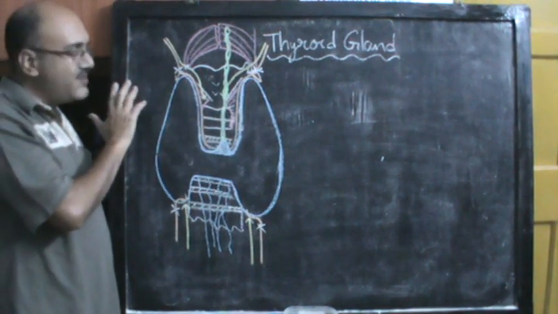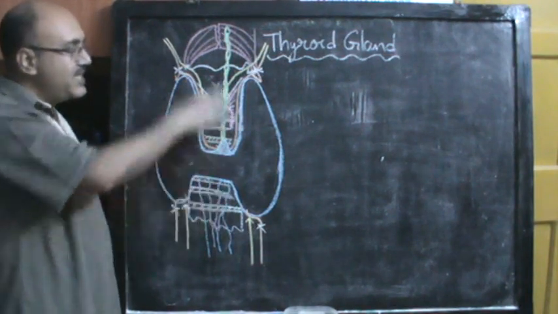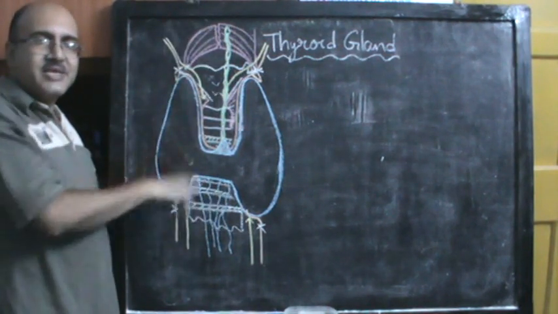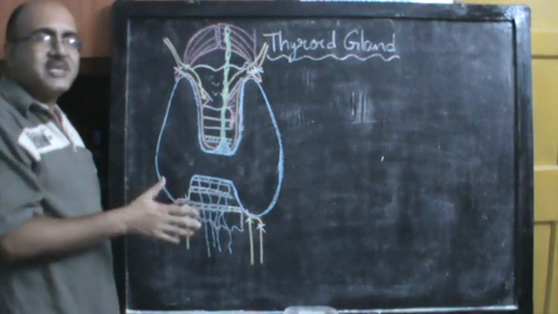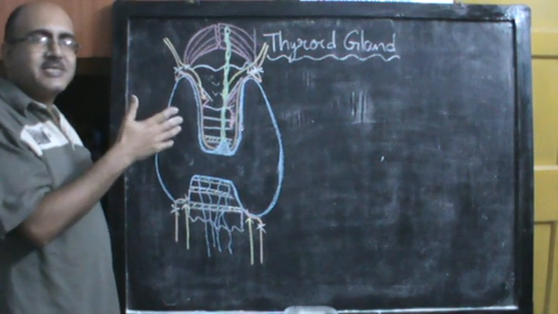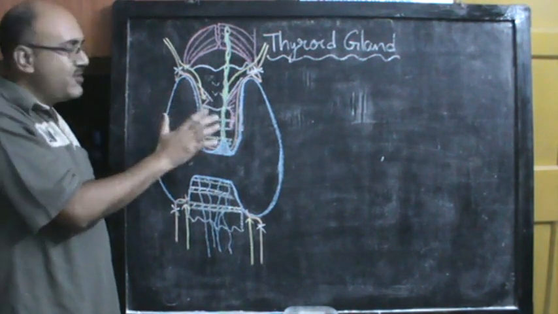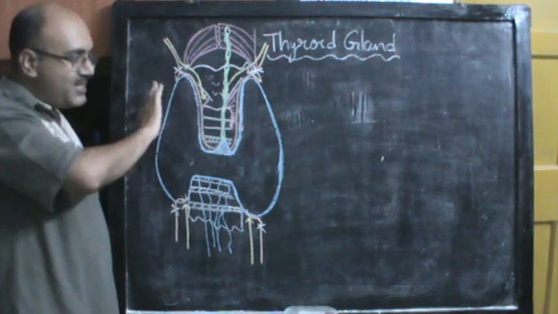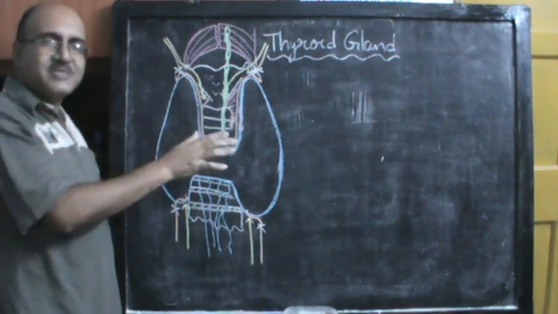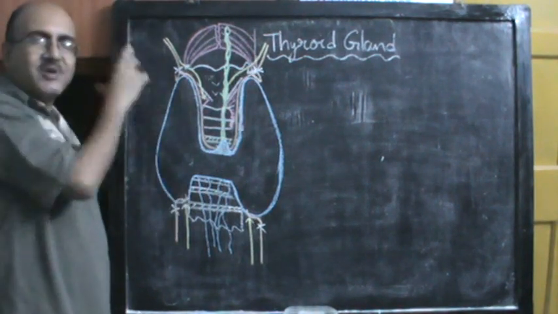Once you have cut through the investing layer of the deep cervical fascia, then you are going to get the strap muscles in front of the neck, that is the infrahyoid muscles, that is the omohyoid, the sternohyoid, and underneath it the sternothyroid and the thyrohyoid. All these muscles you are going to get, and only when you have either retracted and separated these muscles or cut them apart, and over that again a part of it is even covered by sternomastoid.